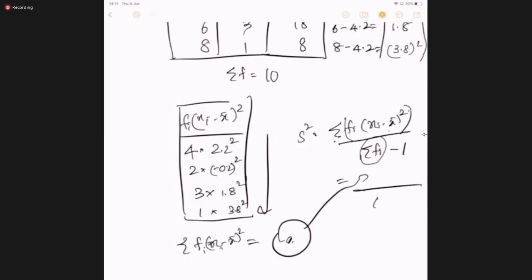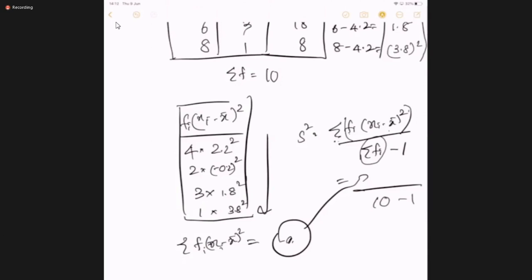You know, 10 minus 1. Clear? Is that clear, guys? Yes or no? Is it clear, guys? Did you understand how to find that sample variance when we have sample data, grouped sample data?